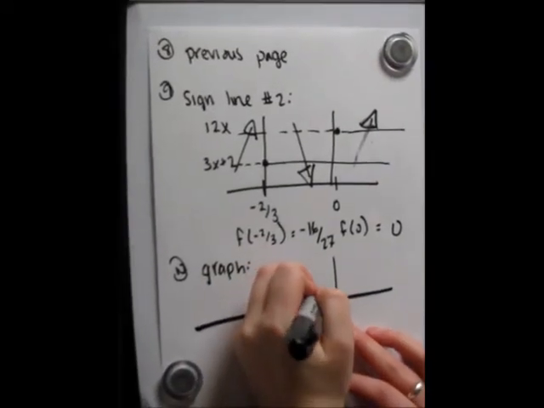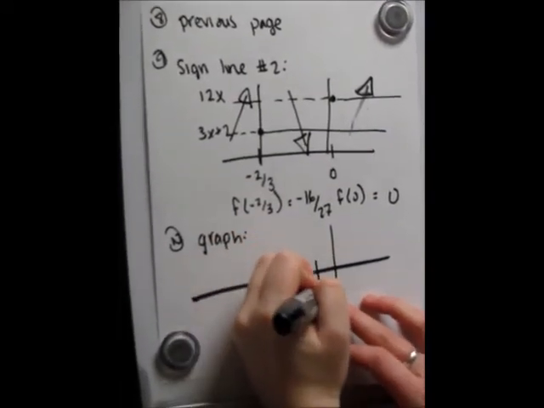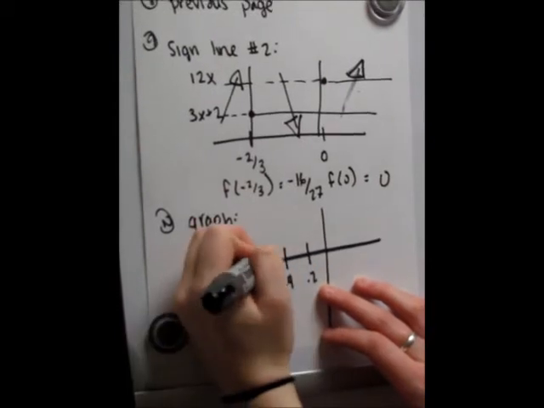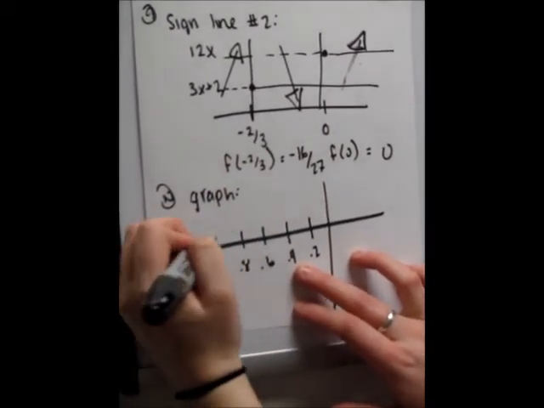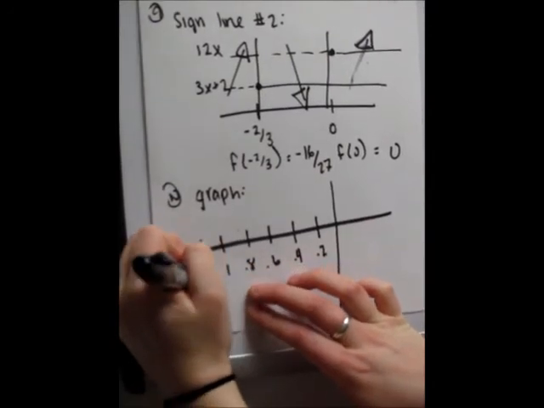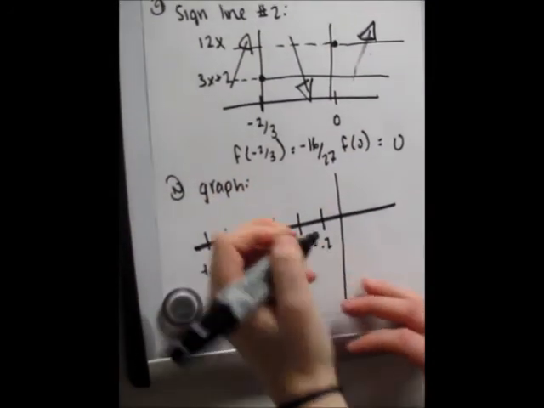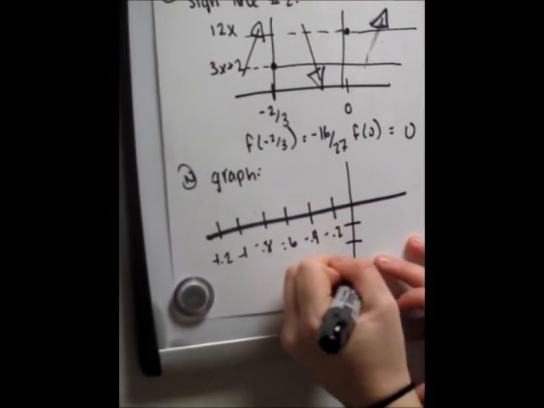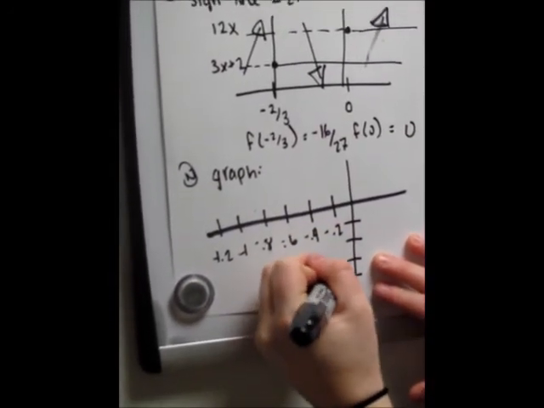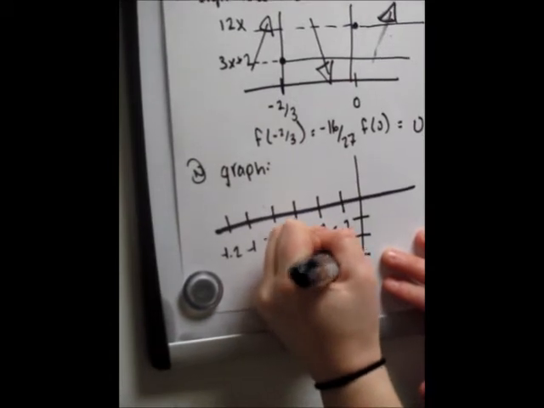Okay, I'm going to break this down into 0.2, so we'll have 0.2, 0.4, 0.6, 0.8, 1, 1.2, those are all negatives. And then we're going to break this down to negative 0.2, 0.4, 0.6, 0.8, and 1. They're going to be negatives too.